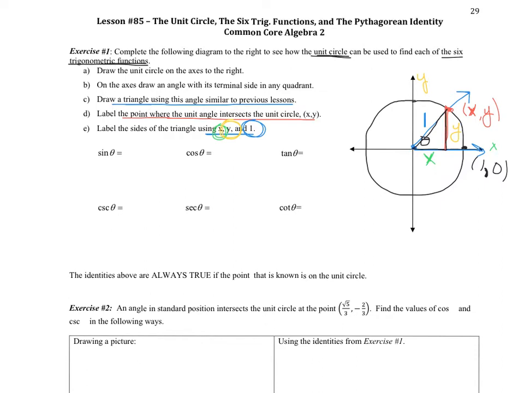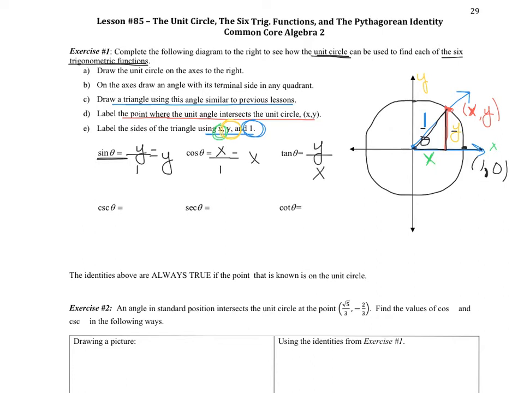Okay, so hopefully you've done that on your own. So I'm going to look at my picture. Sine of theta is opposite over hypotenuse, so that's y over 1, which is really just y. Remember, that's an important concept on the unit circle. Cosine is x over 1, so that's just x. Tangent, opposite over adjacent, is y over x.